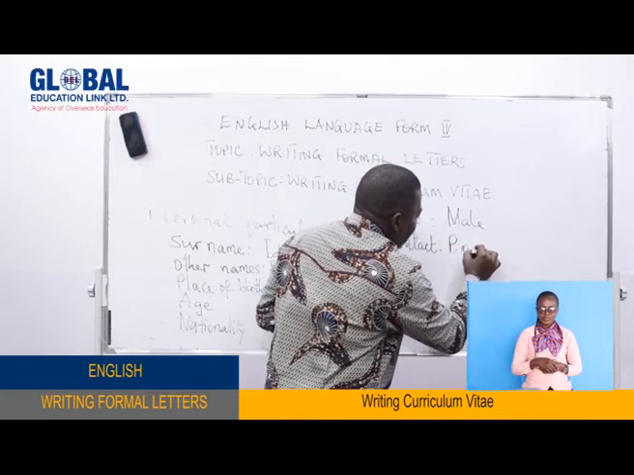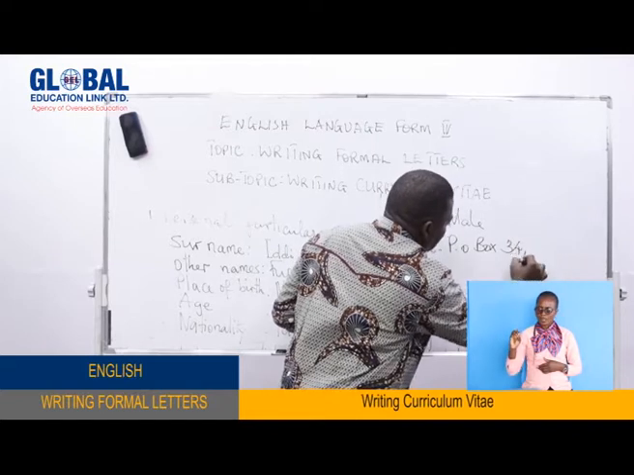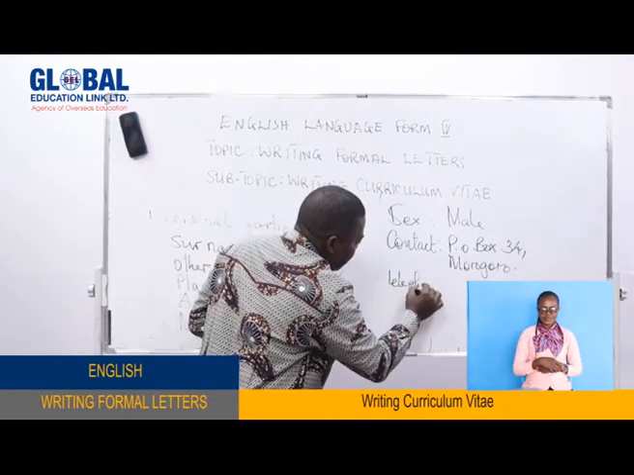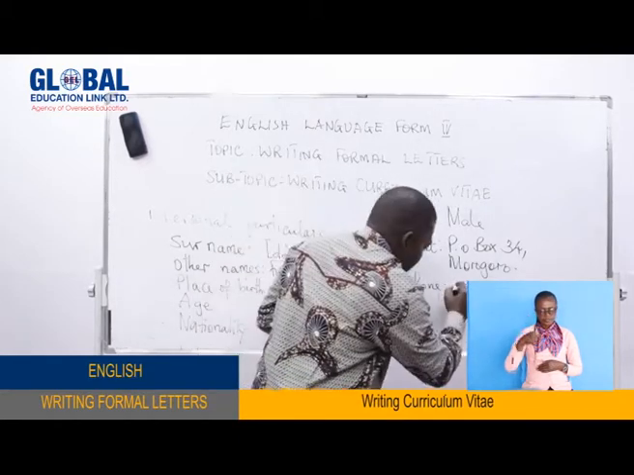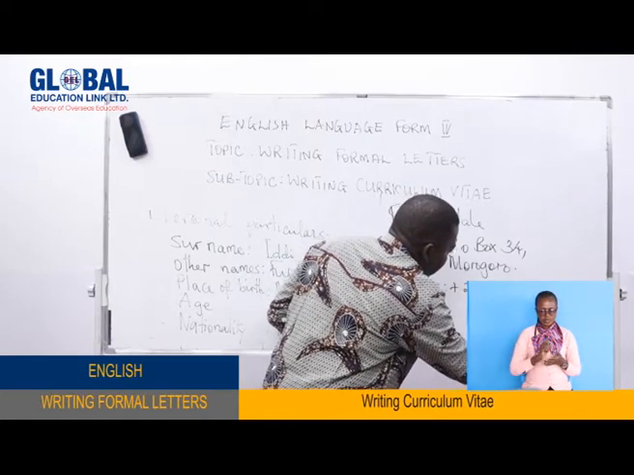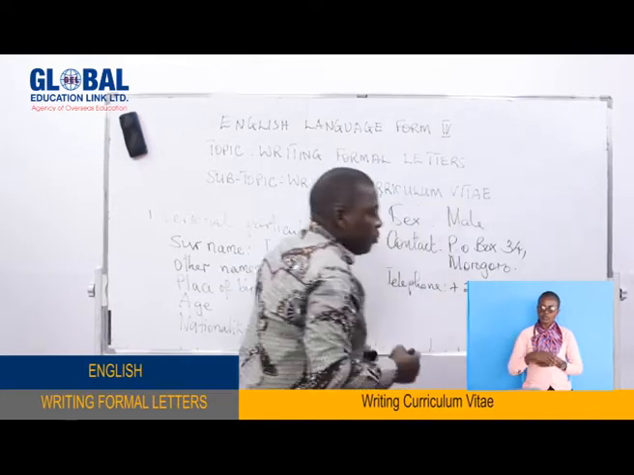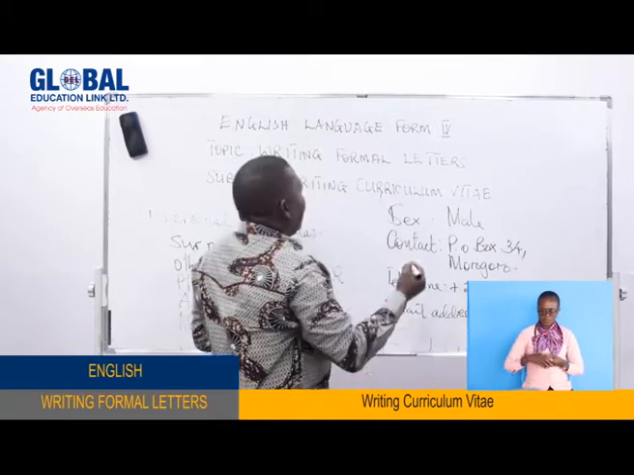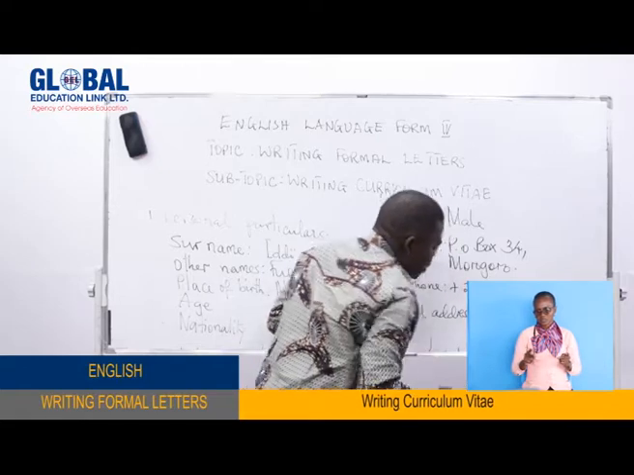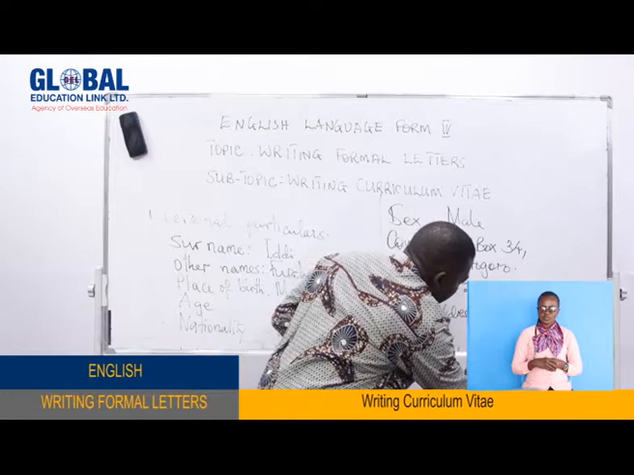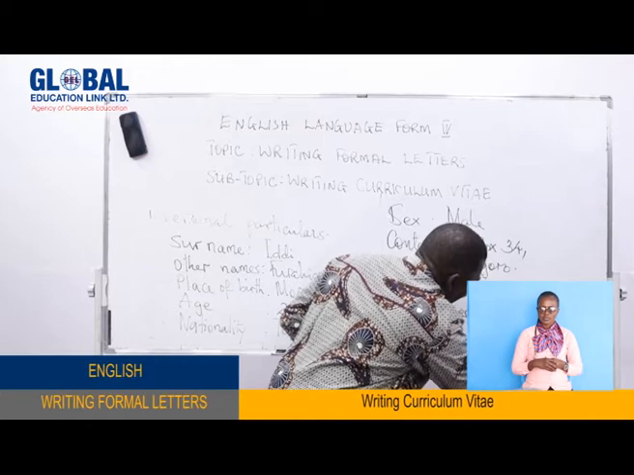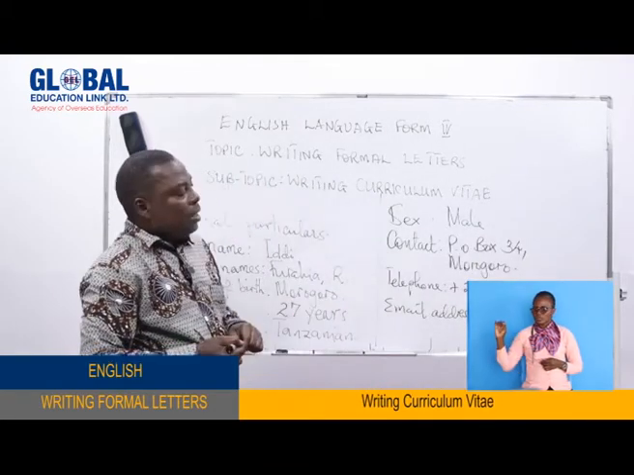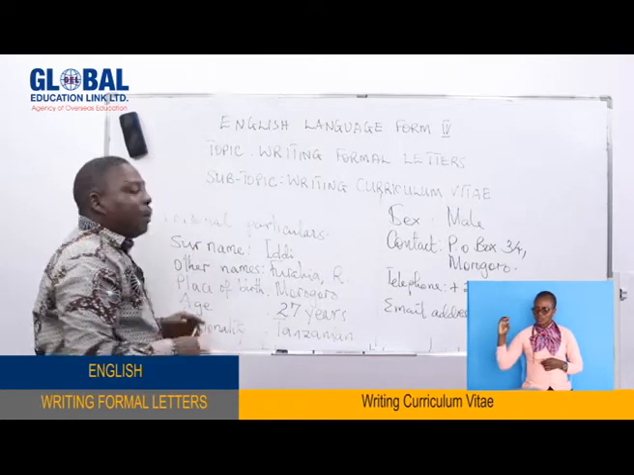So here we talk about a physical address like PO Box 34, Morogoro. And or we talk about the telephone number, and you have to write it there. Something like that. And the email address. Since we all know that email addresses are written in small letters, I could have my email address written in that form. And this is all about personal particulars.